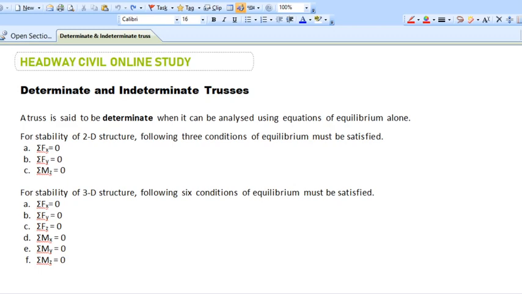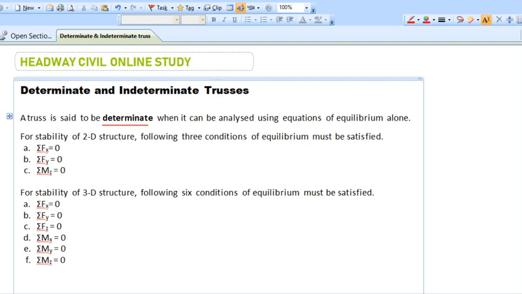In my earlier video, I explained how to identify zero force members in a truss. In today's video, we will learn about determinate and indeterminate trusses. So, a truss is said to be determinate when it can be analyzed using equations of equilibrium alone.